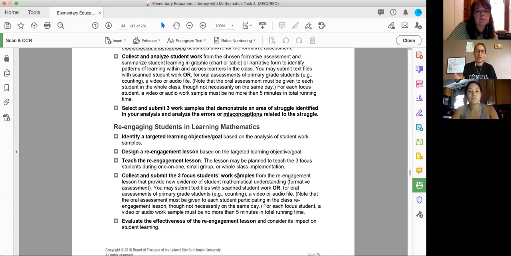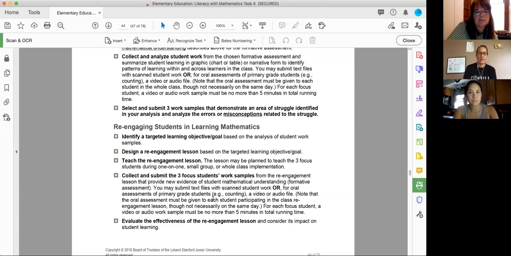So you just don't want to repeat the lesson plan that you just did or give them more practice problems. You want to re-engage their thinking in another way. So there might be one-on-one, small group, a use of different types of manipulatives, whatever it might be.